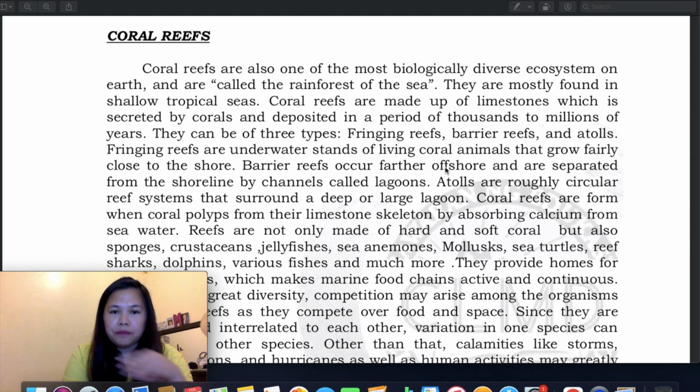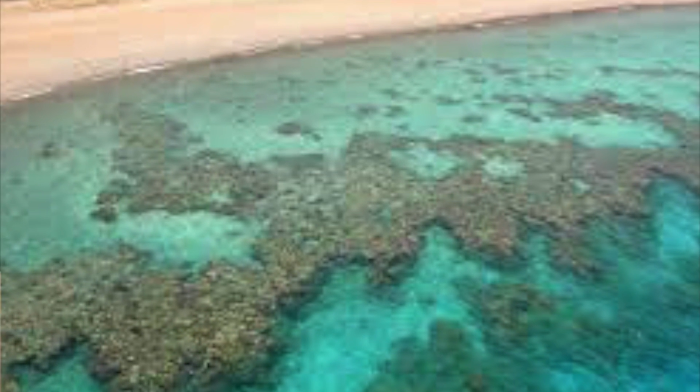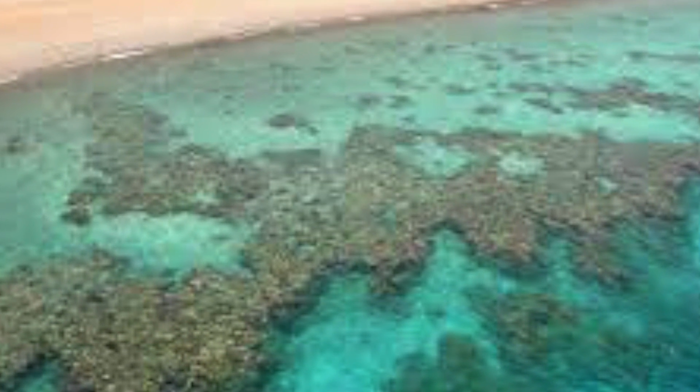So they can be 3 types of reefs. First is the fringing, barriers, and atoll. Ang atoll is parang bilog siya. So, meron din yung fringing reefs are underwater stands of living corals animals that grow fairly close to the shore. Okay, so itong fringing reefs na to, types of reefs na malapit lang siya sa baybayin.